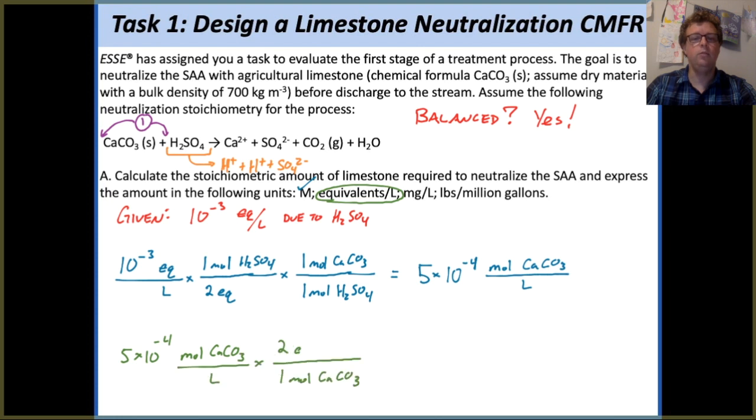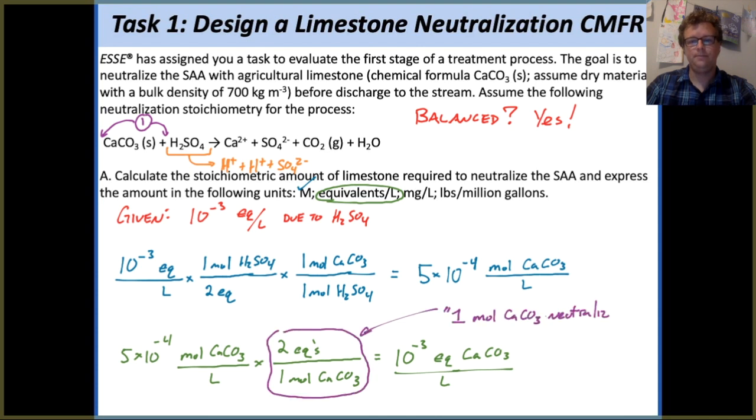Now in green, let's work through the equivalents per liter problem. If we start from our molarity of calcium carbonate, 1 mole of calcium carbonate has the ability to neutralize 2 free hydrogen ions. That's of course because calcium is a 2+ ion, so it can neutralize 2 free hydrogens. And so we find that we need 10 to the minus third equivalents per liter of calcium carbonate. And in purple is sort of how you should interpret this conversion between moles and equivalents.